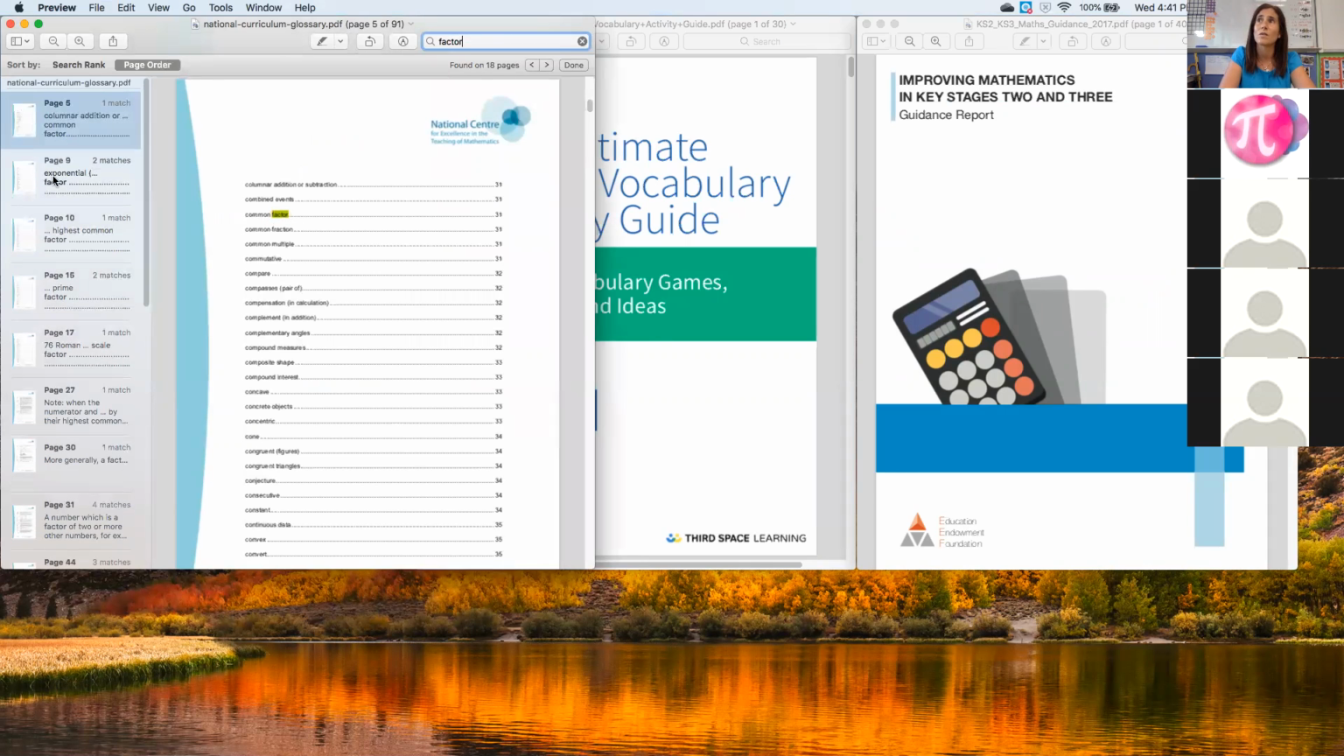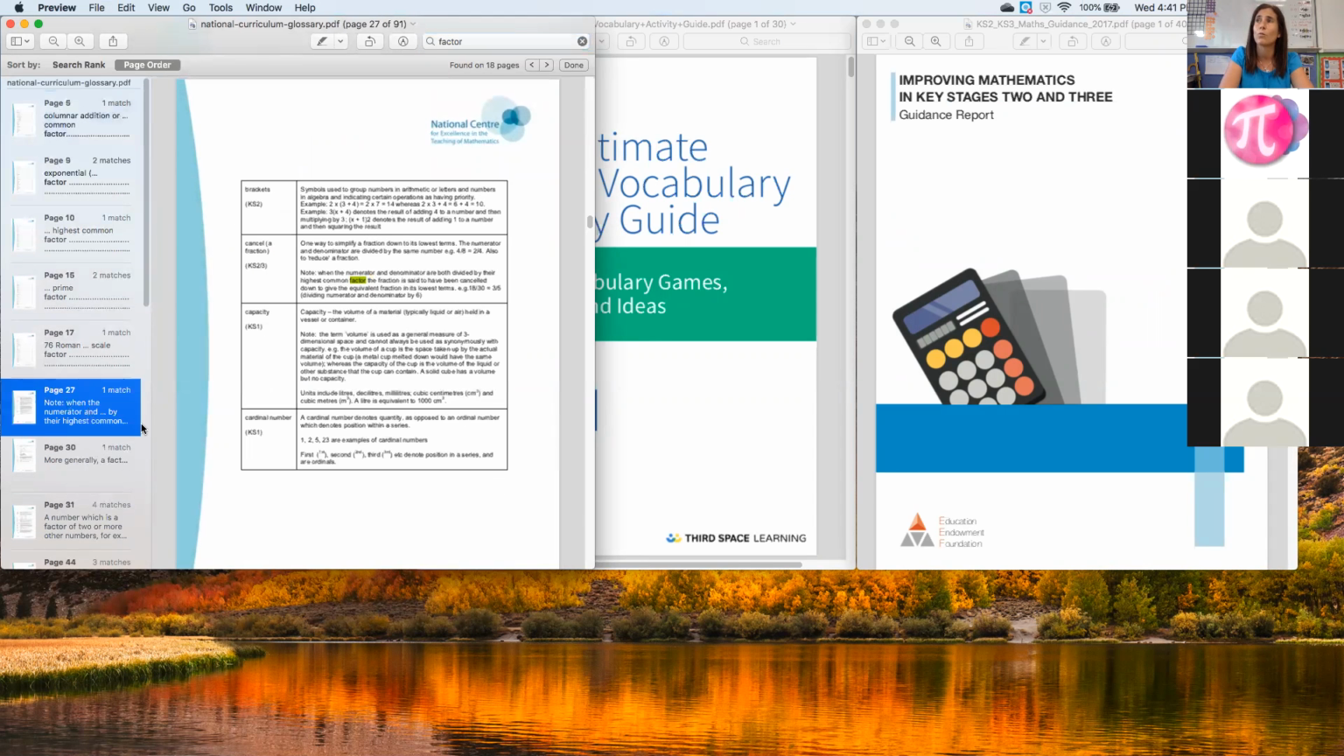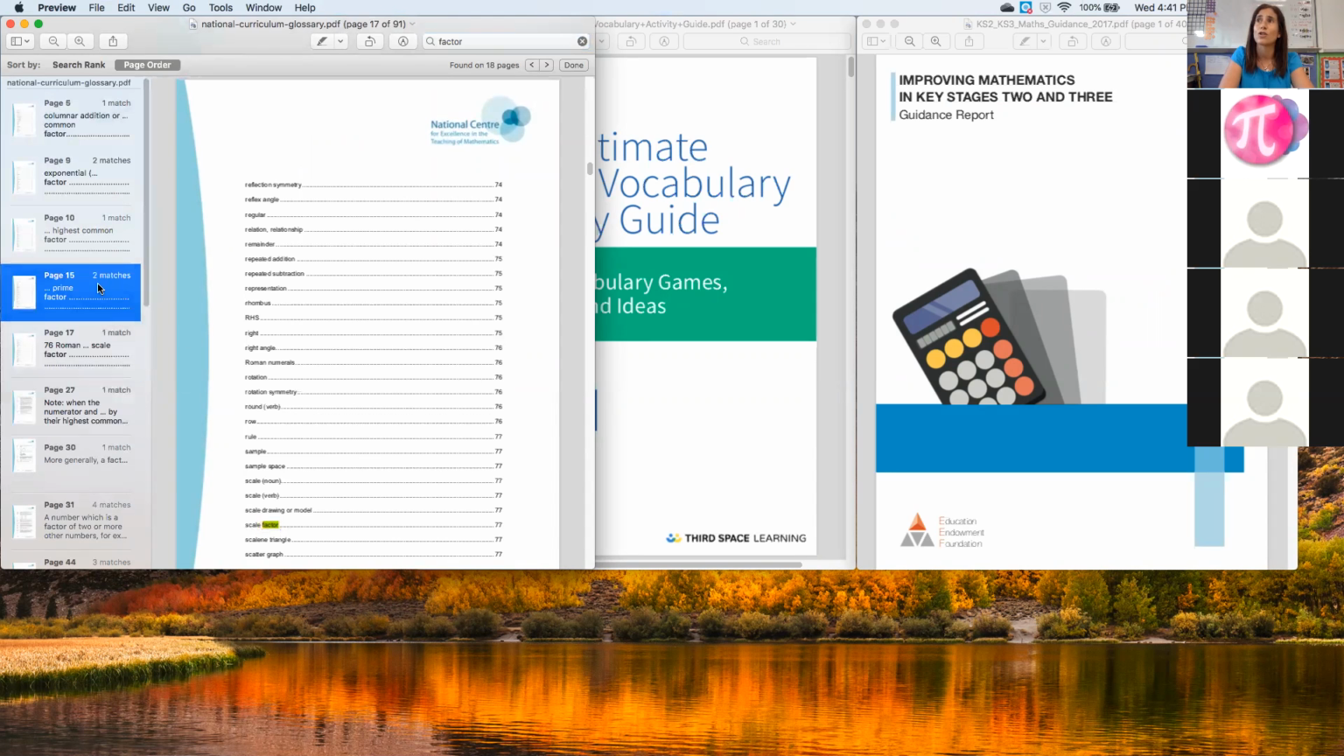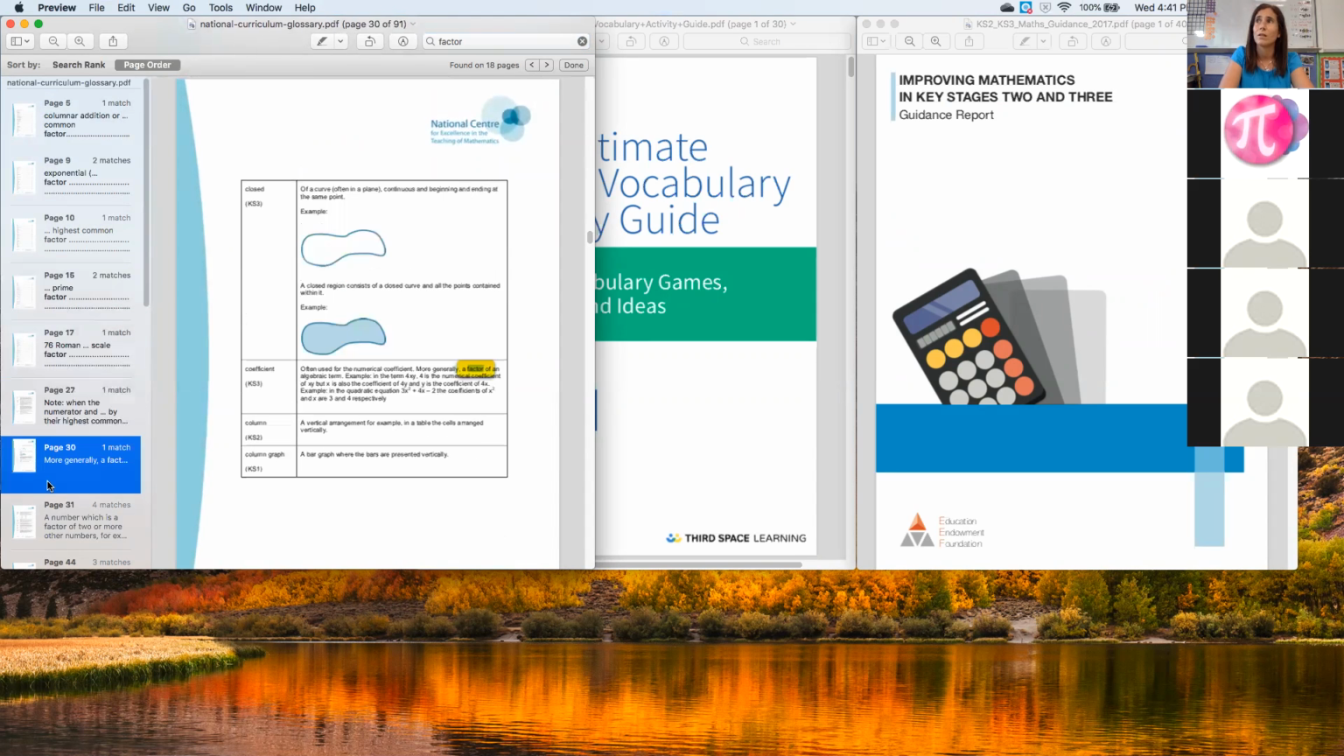Then it comes up on the side with the definition of factor, and you can use that definition to help you generate the resources and the questions that you want to lead the children into learning the actual concept of factors. So that's one that I really like.